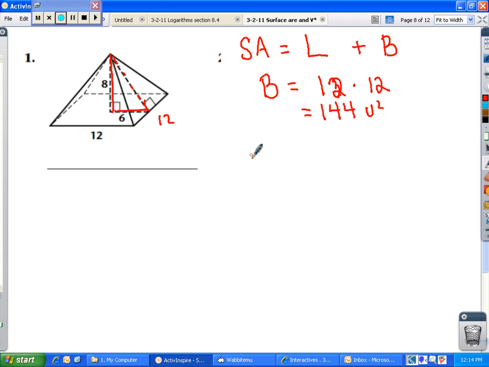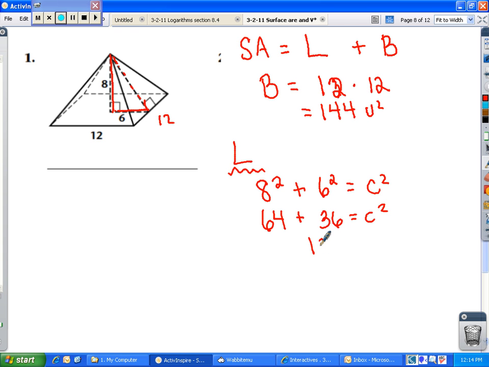Since it forms a right triangle, I'm first going to use the Pythagorean theorem to find my slant height. This is capital L. So 8 squared plus 6 squared is equal to c squared. 8 squared is 64, and 6 squared is 36. So 64 plus 36 is 100. Take the square root of both sides, and c equals 10. Okay, so that's what I'm going to call my slant height. So cursive L equals 10. That is called my slant height.